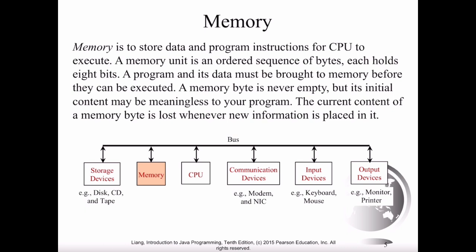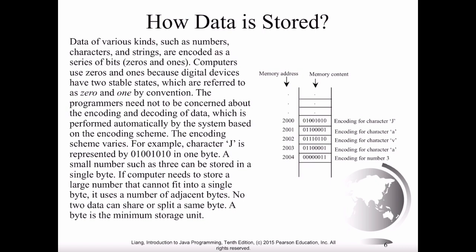Memory is to store data and program instructions for the CPU to execute, and the data unit that is used for memory is a byte, and 1 byte is equal to 8 bits. So what is a bit? A bit is 0 and 1, and it's the language that the computer does comprehend and understand. How is the data stored?